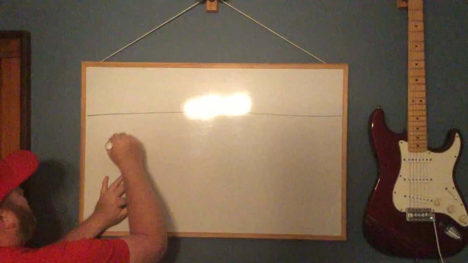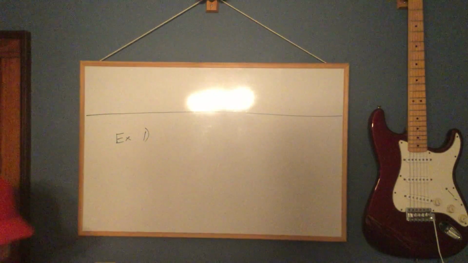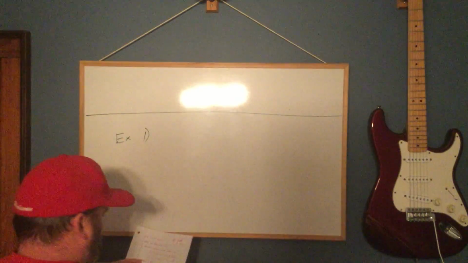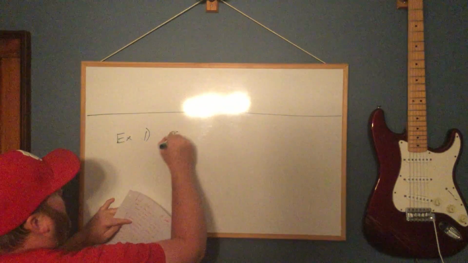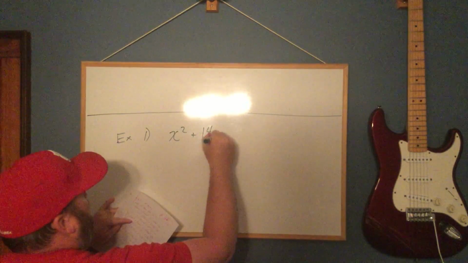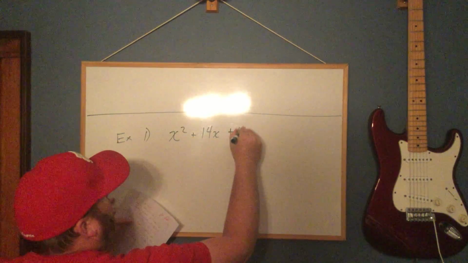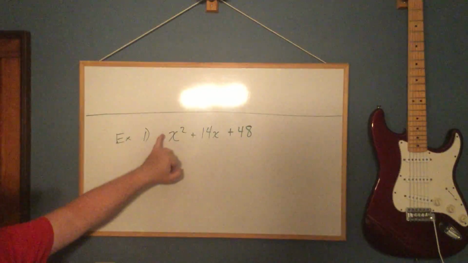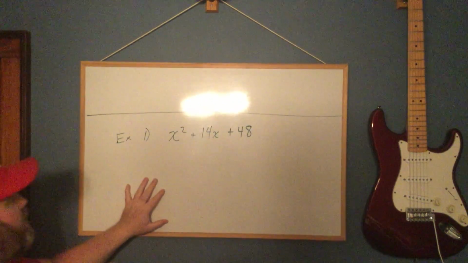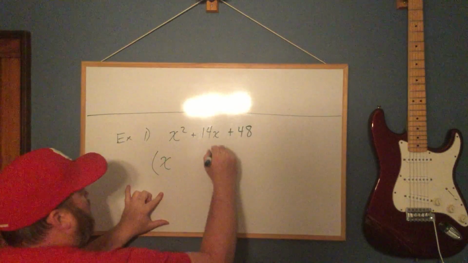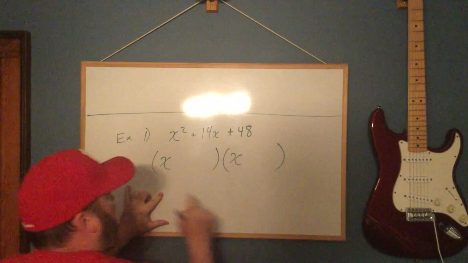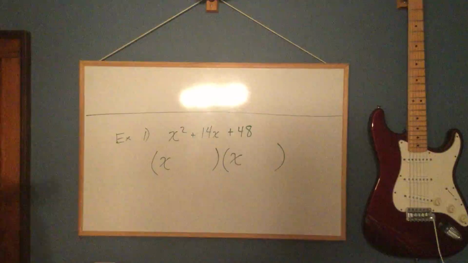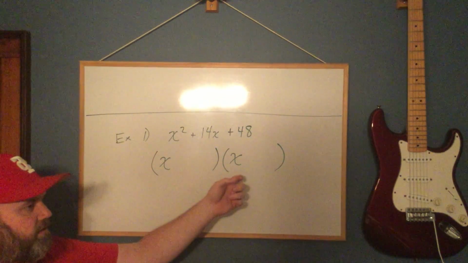So let's look at example one. I have x squared plus 14x plus 48. Okay, so we have a trinomial with leading coefficient equal to 1. Because I know that, I automatically know that my two binomials are going to start with just x and x. There's nothing I can do to get x squared besides x times x.